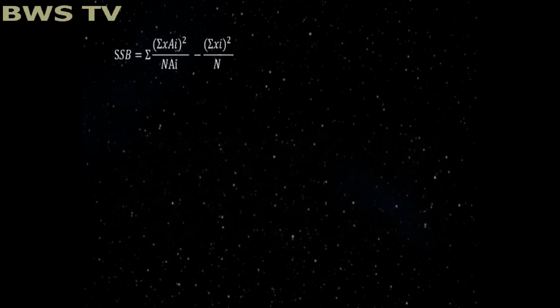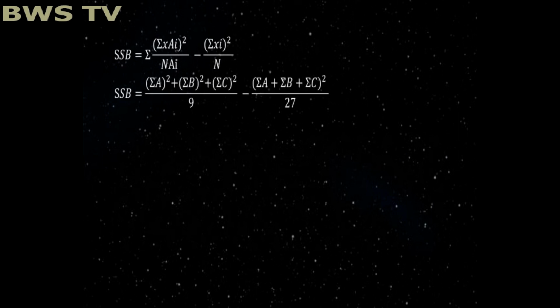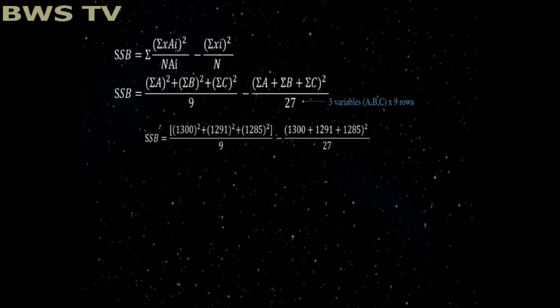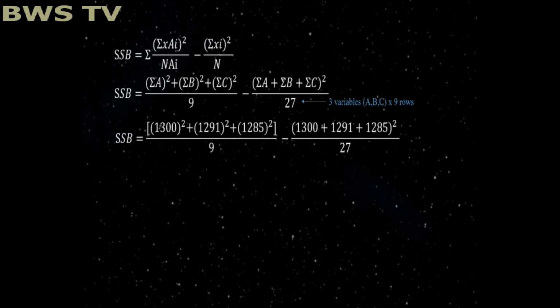First we have the SSB. This is the longer formula, and if you're wondering why N is 27, it is because we have 3 columns and 9 rows, and to get 27 you have to multiply them. So 3 times 9 is equal to 27. That's how you get the N. After that, you have to substitute each and every one. You have to do it carefully and properly. And then we get the answer of 12.67.